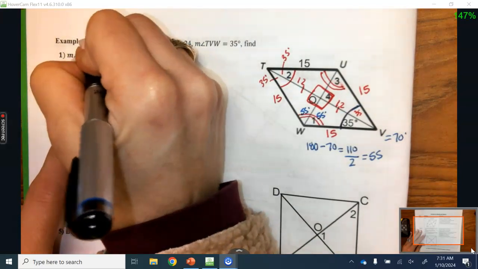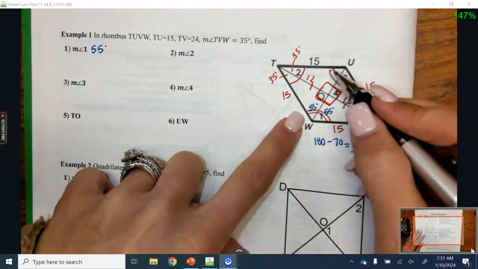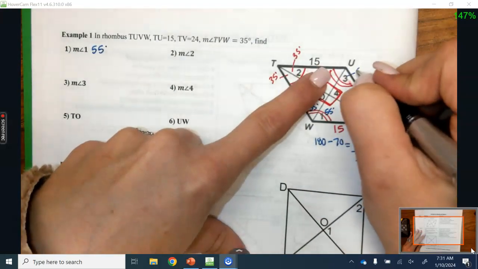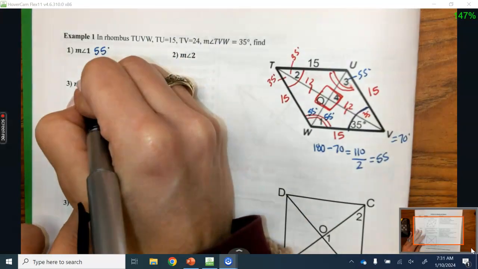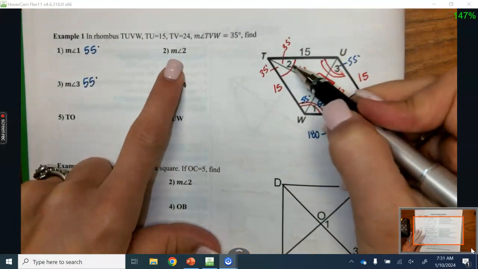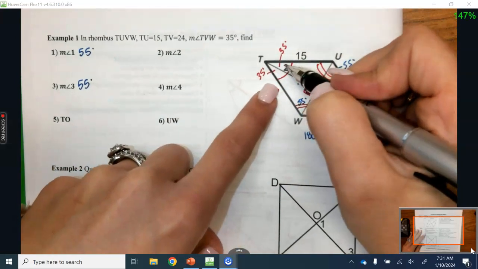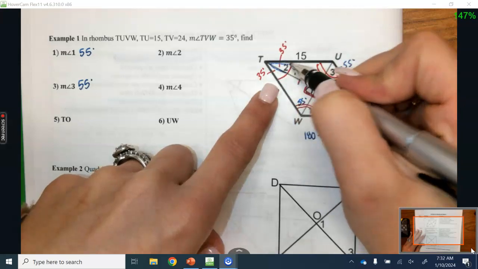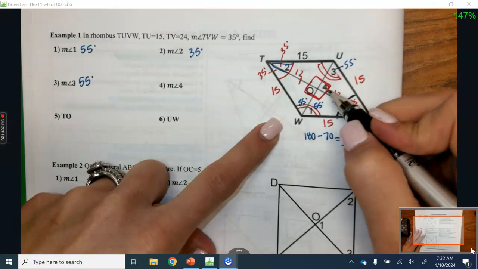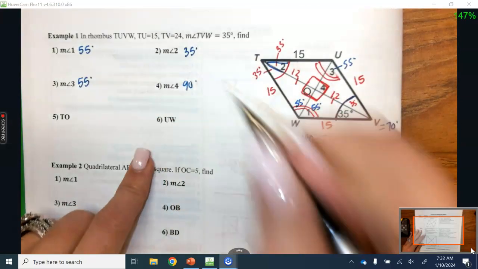Okay, so angle 1 is 55. Which means angle 3 up here, right? This is the same congruent angle and it's also bisected, so 55 as well for angle 3. Angle 2, well, that was opposite of one of the angles that we had, right? So angle 2 by itself is just this part, 35. Angle 4 is one of the right angles that are diagonals, so that's 90.